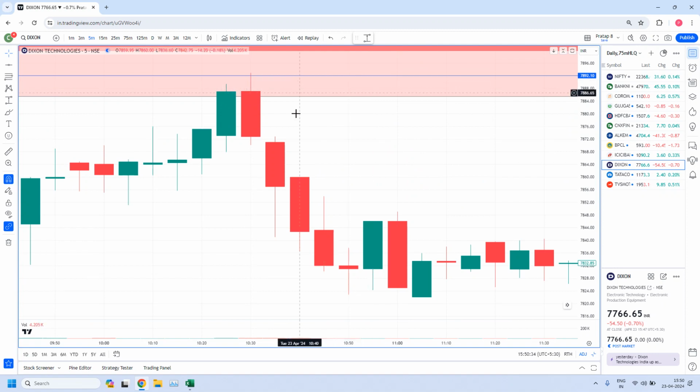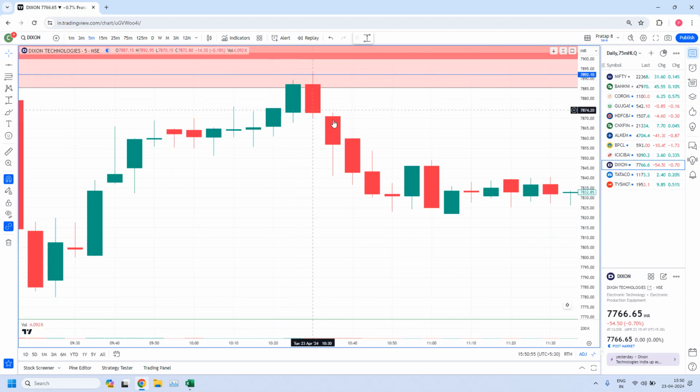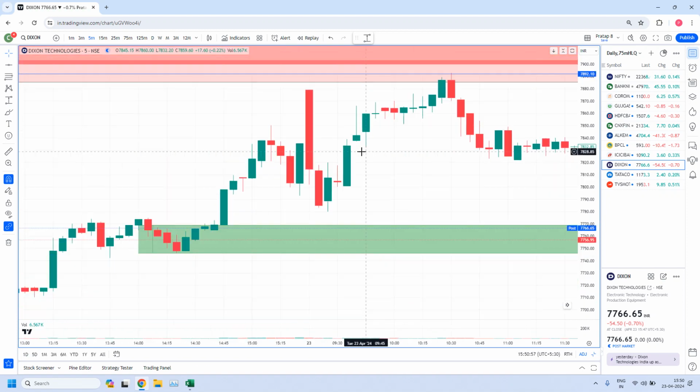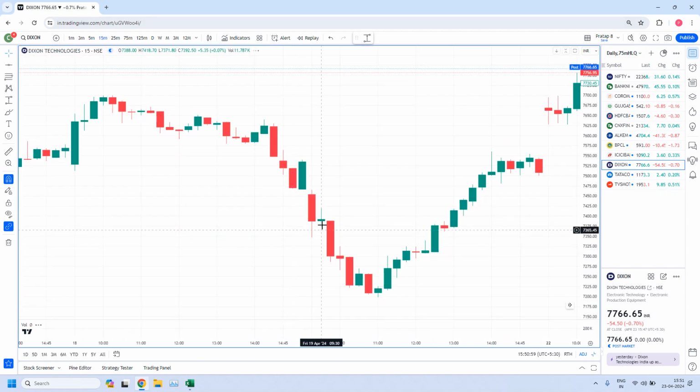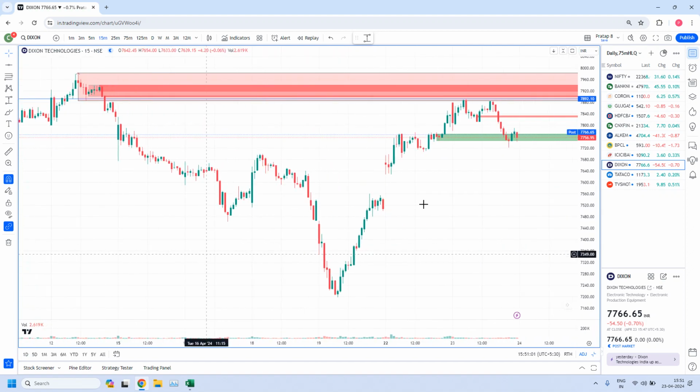This is 7892.10. Prices went up to the high of this candle, 7892.95 paisa. So definitely you would have got a trade. Your trade would have been executed here. And after that prices came down. So what is your target? 15 minutes target. This is supposed to be your target.